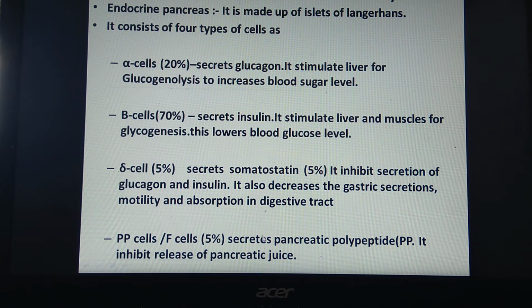What is the function? It secretes pancreatic polypeptide, and from this polypeptide it is called as PP. Its function, of pancreatic polypeptide, is to inhibit release of pancreatic juice from the pancreatic acini. So this is about the pancreas, one of the important glands which maintains blood sugar level.